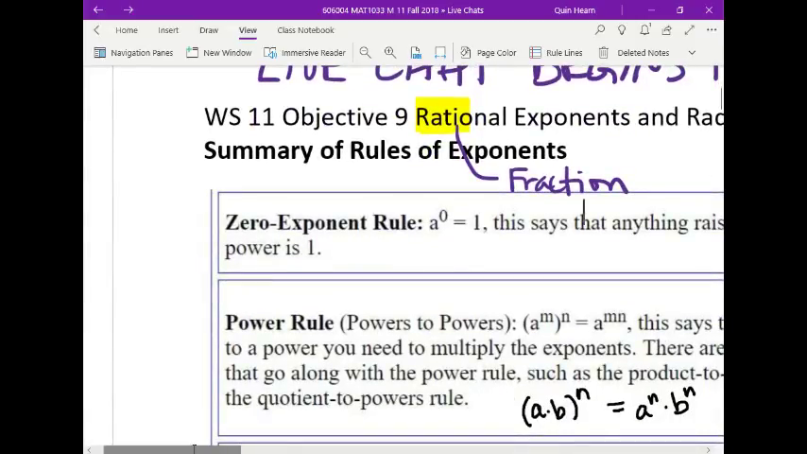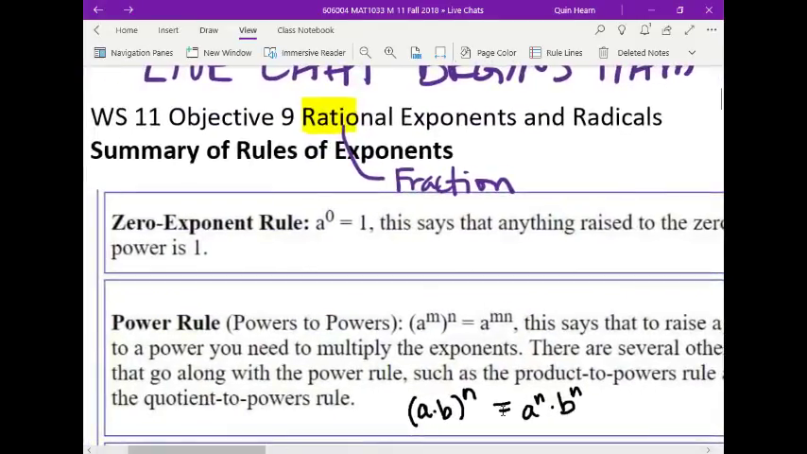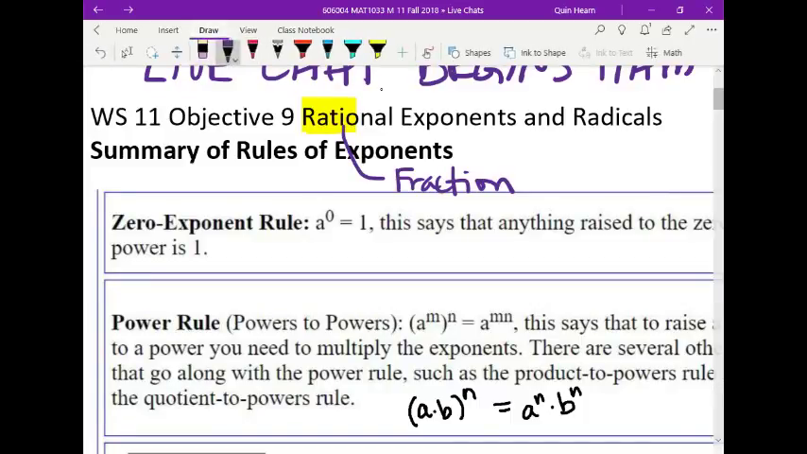The first rule of exponents that we're going to review, and we're not looking at these in any particular order, is that any number a to the power 0 is equal to 1. That's called the zero exponent rule. The second rule is called the power rule, or powers to powers. When you raise a power to a power, you multiply the exponents.